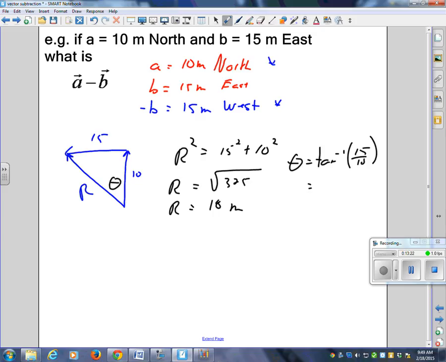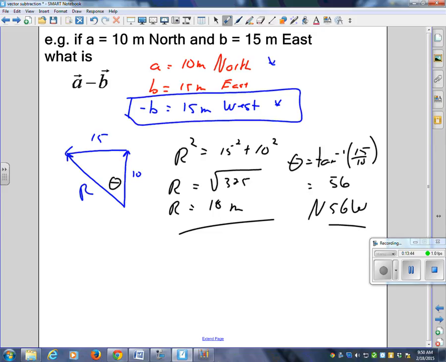56 degrees. Yeah, that seems more reasonable. 56 degrees, right? Okay, so that's going to be north 56 west, right? What's the only thing I did different here in vector subtraction, Peter? Change the direction of B. Different. That's the only thing that was different. Literally, that is the only change, right, Amanda?